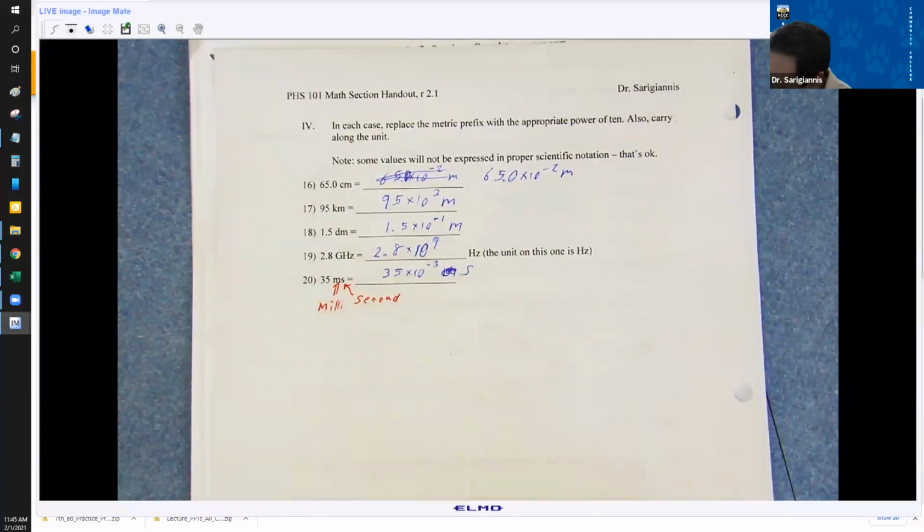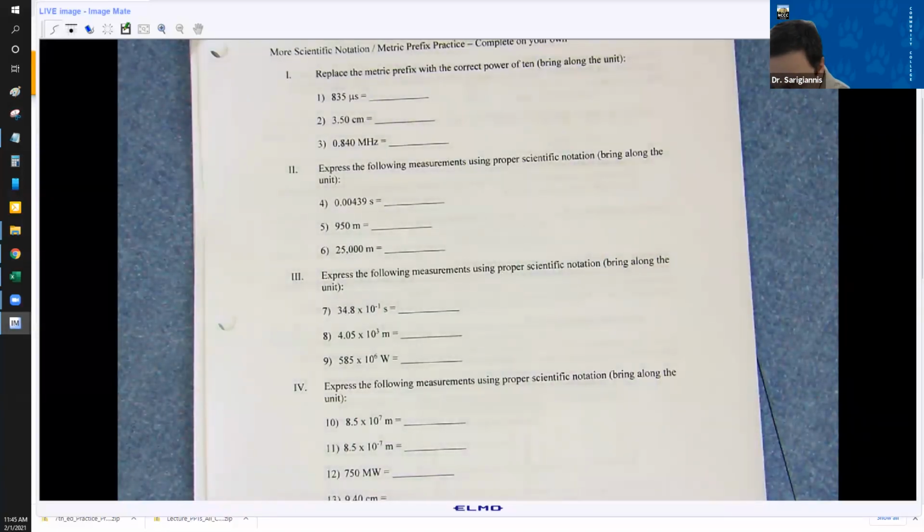Millisecond. Yep. Anything else? Any other mistakes you got? You guys are paying attention.